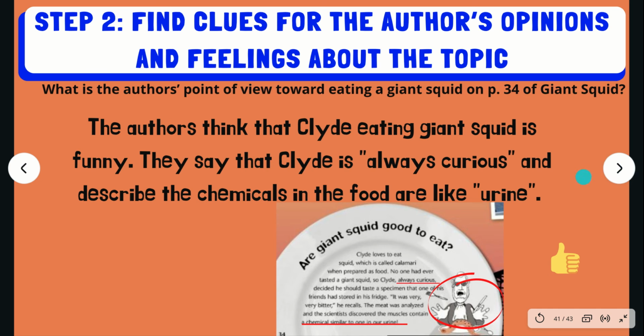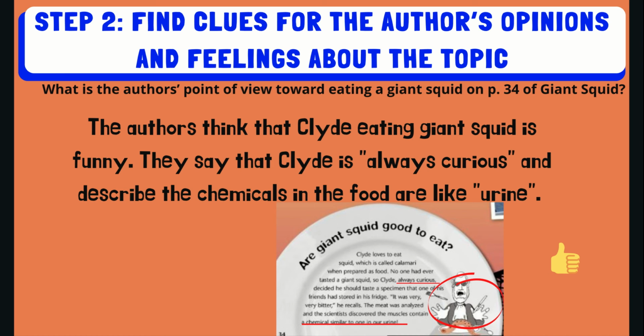Those clues let us know they were positive, and our point of view for Clyde was that the authors think that Clyde eating giant squid is funny. They say that Clyde is always curious and describe the chemicals in the food as being like urine. Now that we know the author's point of view is that Clyde eating giant squid is funny, now you need to decide how you feel about the topic.